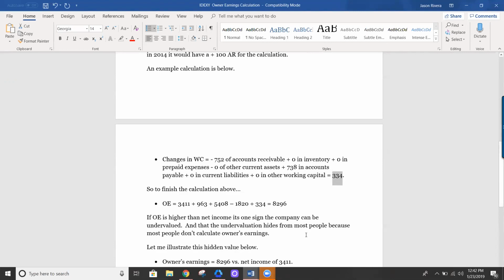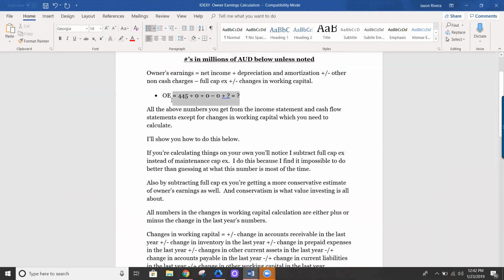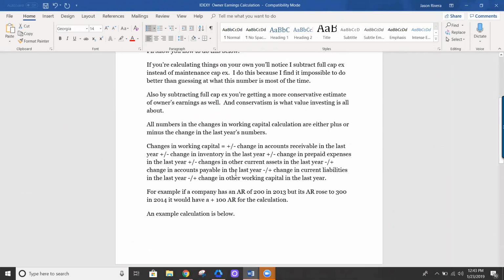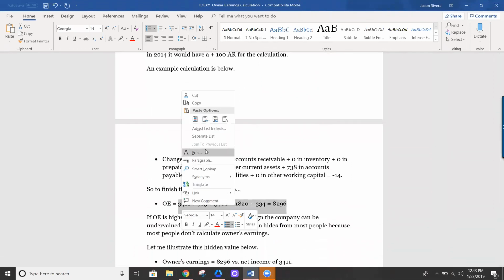So, yep, there you go. So negative 752 plus 738 equals negative 14. So minus 14. So here we go. We bring these numbers from up here. So we're hoping for a high number, obviously, right? Why are we hoping for a high number?